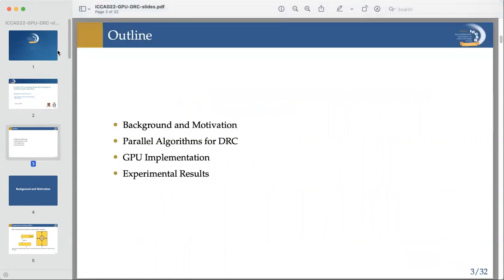My presentation today mainly consists of several parts, including the background motivation of our work, and then the parallel algorithms for design rule checking, as well as some discussions for GPU implementation. Finally, I'm going to demonstrate some experimental results.